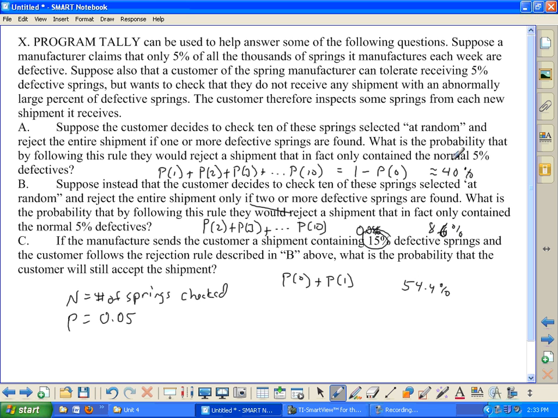We're either rejecting too many good shipments or accepting too many bad shipments. And the main problem with this is that we're only checking 10 springs. If we up this to 100 or 1,000, it is less likely that we're going to have probabilities this big here.